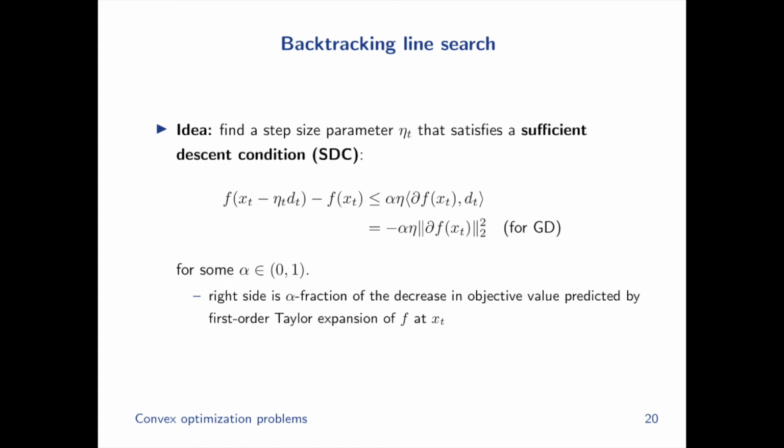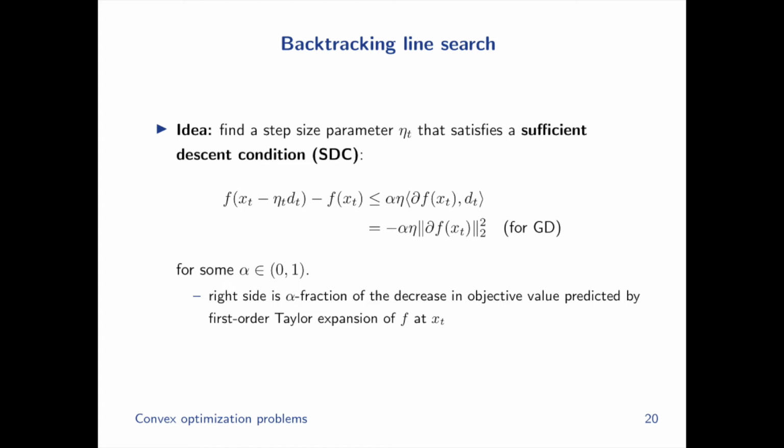A big alpha is more stringent. You're only willing to accept quite a large fraction of the predicted decrease. So a big alpha will generally force you to take smaller step sizes. A small alpha will allow you to get away with bigger step sizes, but the decrease in objective value might be comparable.